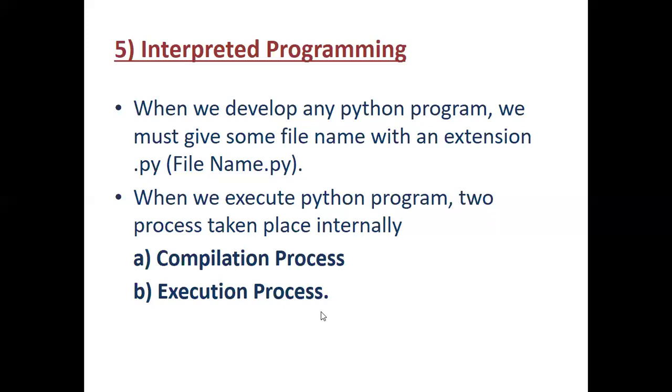Now, as I've told you, it's an interpreted programming language. What do we understand by interpreted programming language? Students, whenever we develop any Python program, we need to give some file name, and we need to save it with the extension .py. Like I'm writing a program where I'm doing addition, so I can save that file with the name addition.py. .py is compulsory to write.